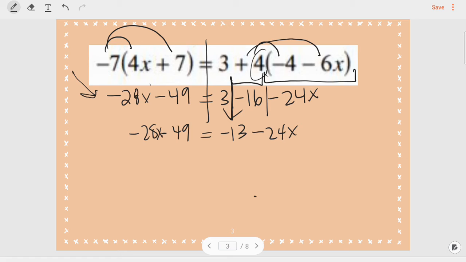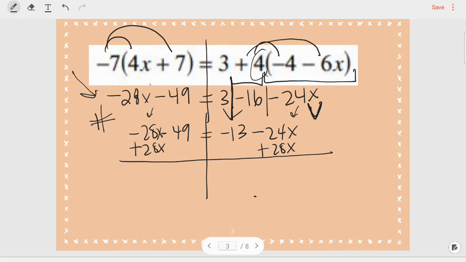Now I can decide which side has my bigger variable. I've got negative 28 and I've got negative 24. If you remember, negatives are smaller the more you get to the larger numbers. So this is my variable side. Negative 24 is larger. This is my number side. If this is my number side, I'm going to add 28 because I need to do the opposite. I'm going to add 28x to both sides.